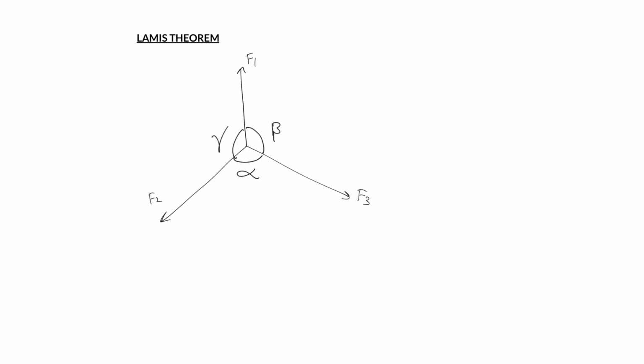It states that if F1 plus F2 plus F3 is equal to 0, then the ratio of F1 divided by the sine of its opposite angle, that is sine of alpha, will be equal to F2 divided by sine beta, and that will be equal to F3 divided by sine gamma.